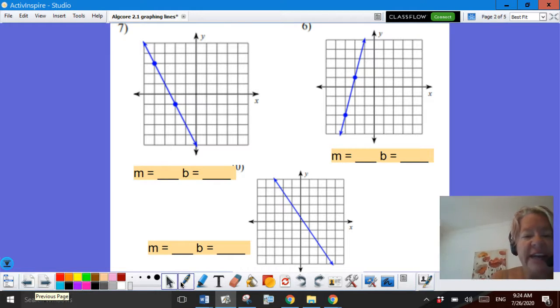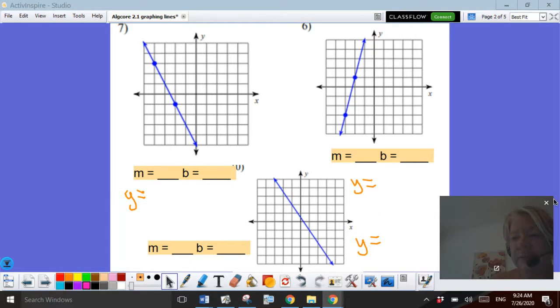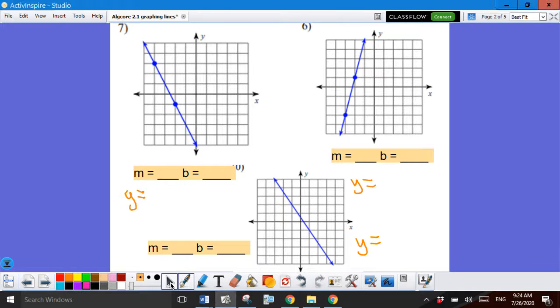And let's actually add another step in here. Let's actually find our equations while we're at it. So hit pause and I'll catch up with you.